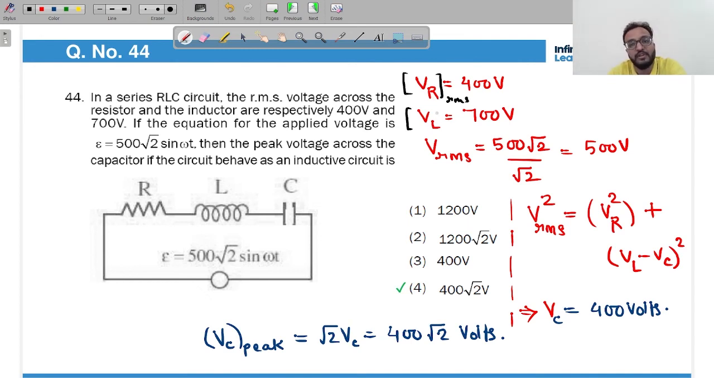The RMS voltage of the inductor is given. So overall RMS voltage will be how much? Peak value is given 500 root 2. So RMS value of overall will be 500 volts. Right? These things we know.